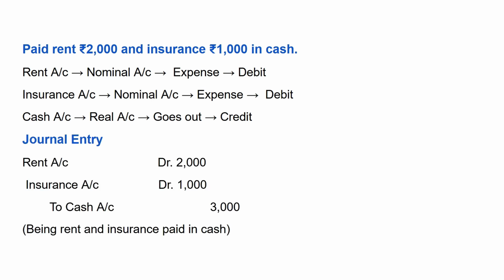So the journal entry is rent account debit 2000 rupees, insurance account debit 1000 rupees to cash account 3000 rupees. And the narration is being rent and insurance paid in cash. In this problem, two expenses are paid. So, rent and insurance are expenses of the business. Expenses fall under nominal account, and the nominal account rule says debit all expenses. And cash is a real account, and cash goes out of the business. So, according to the real account rule, we credit cash.